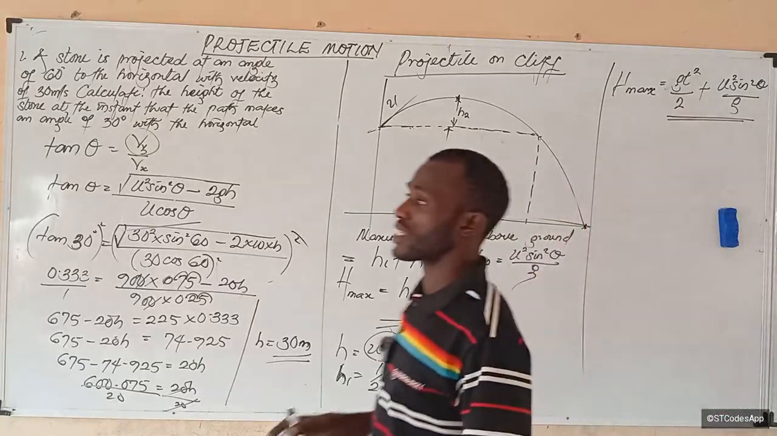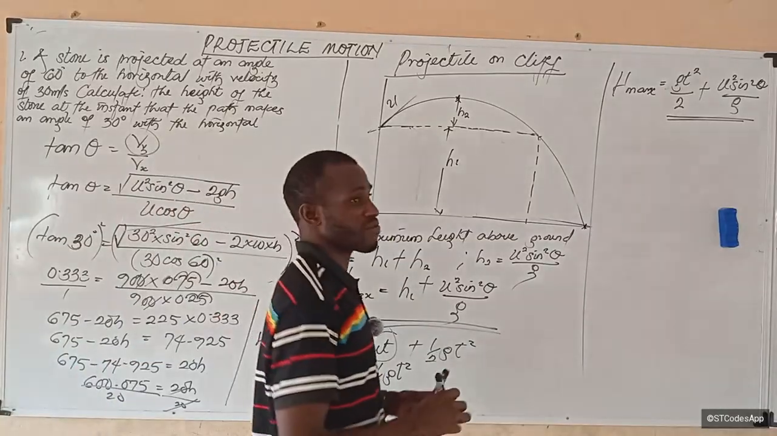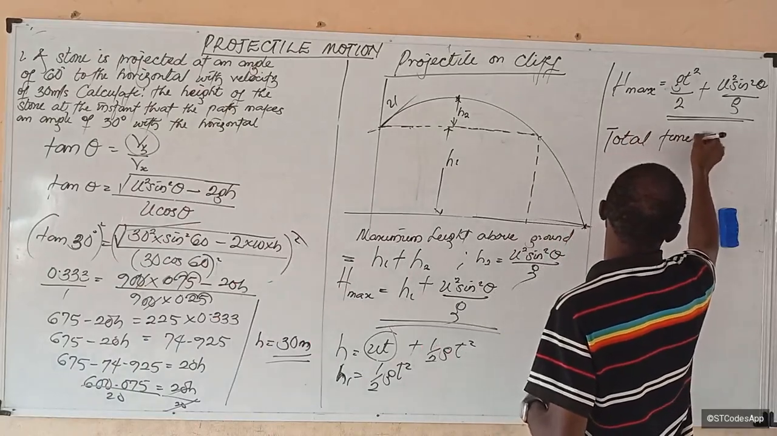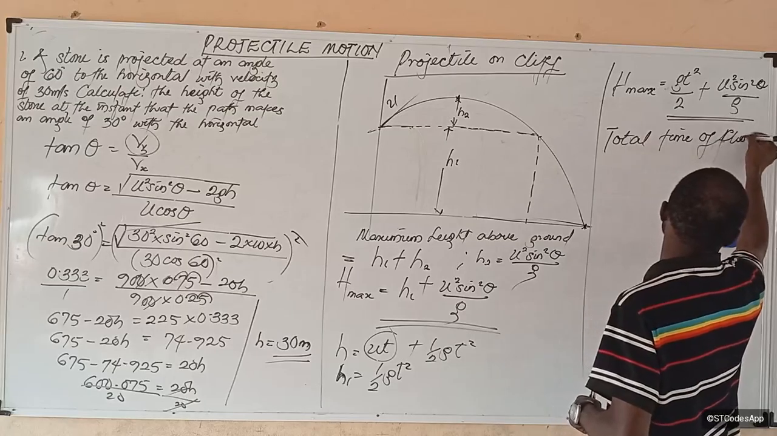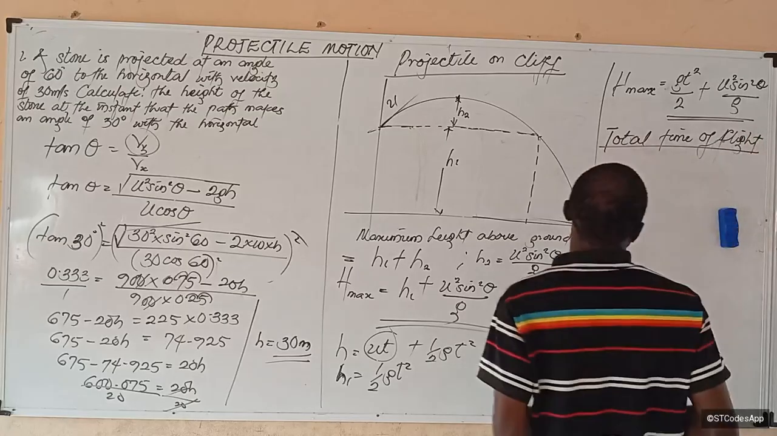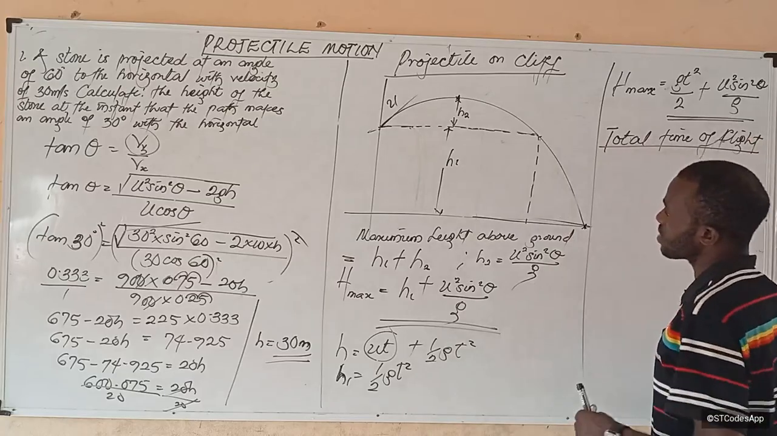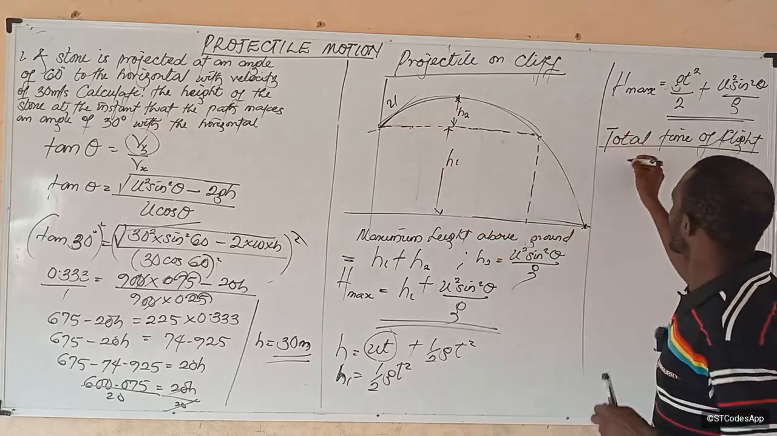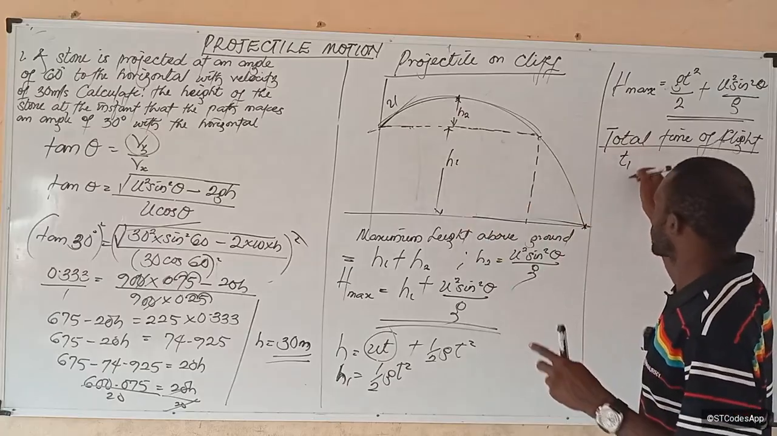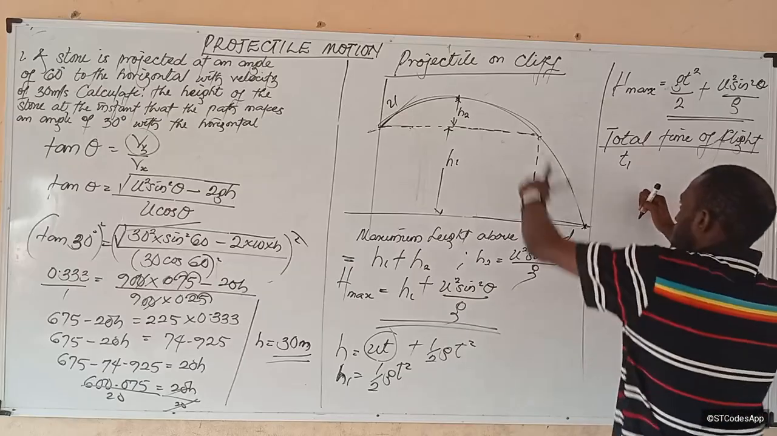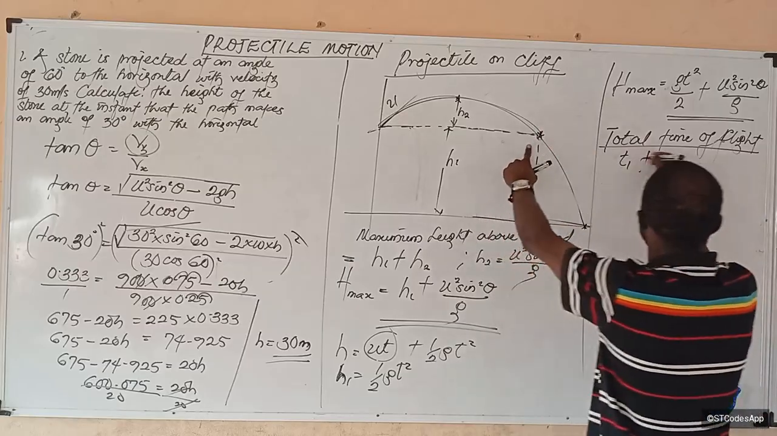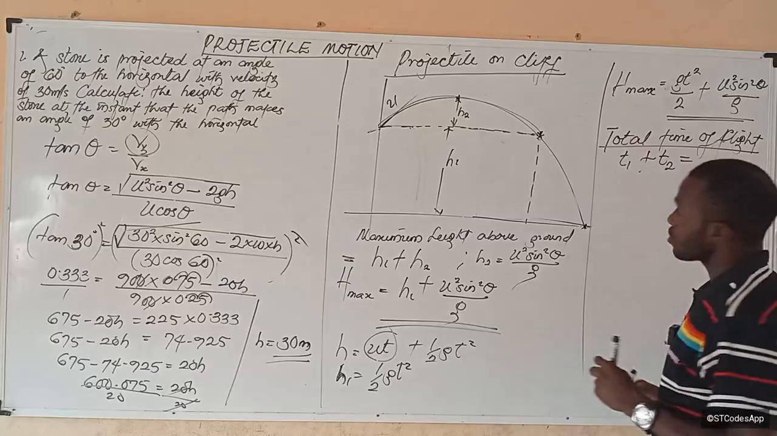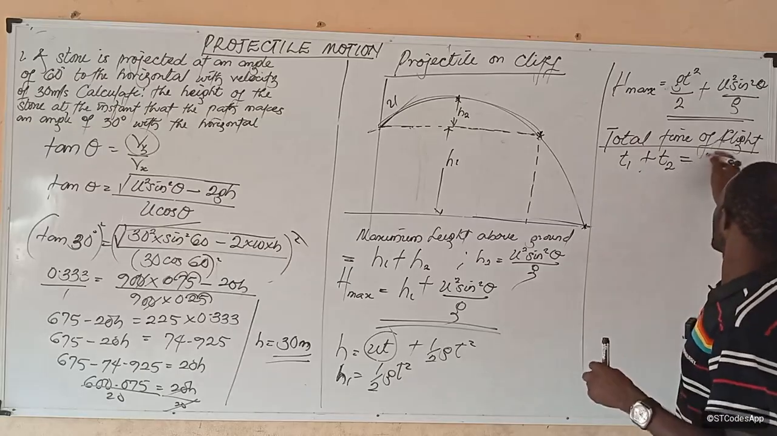Now what we want to calculate is the total time of flight. The total time of flight will change also. Total time of flight, or just time of flight, I like to put total time of flight. It will basically be the time taken to go from here to here first. Remember that one. So there will be 2 times here. Let's call that one T1, for the projectile to get here. Then T2 will be the time taken to go from here to the ground. Is that clear?